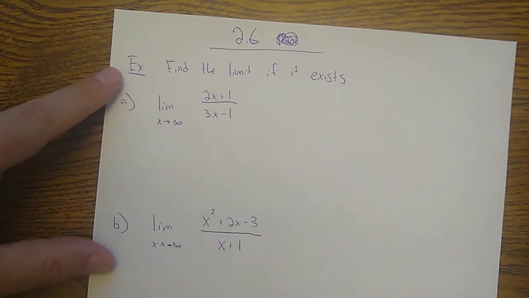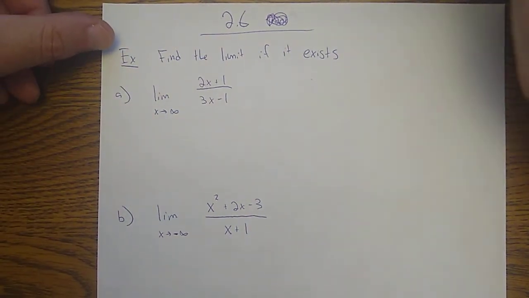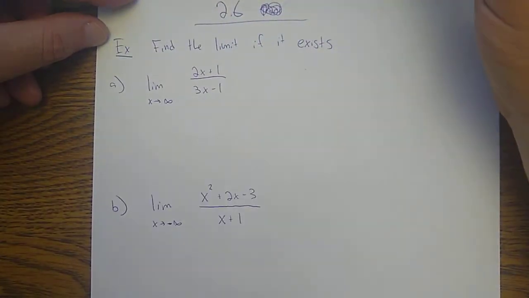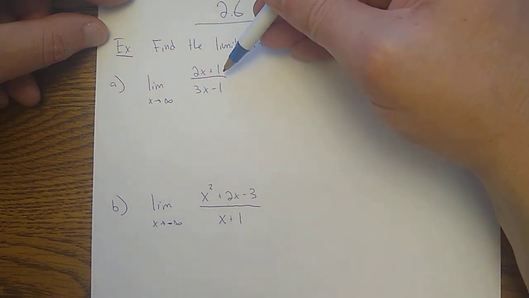Okay, so let's find a bunch of limits. These are all limits as x goes to infinity or negative infinity. So let's look at the first one.